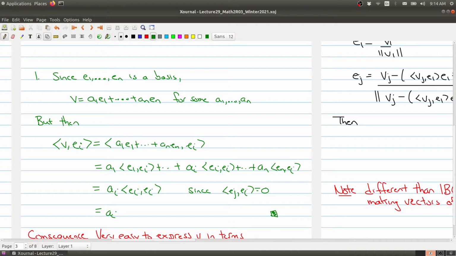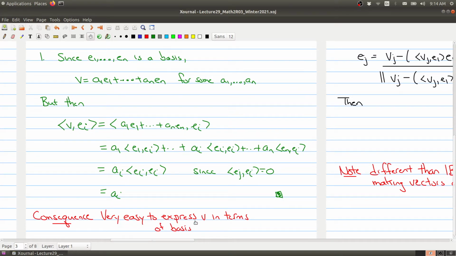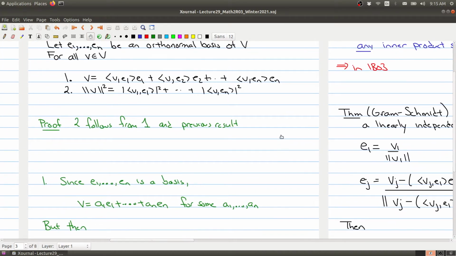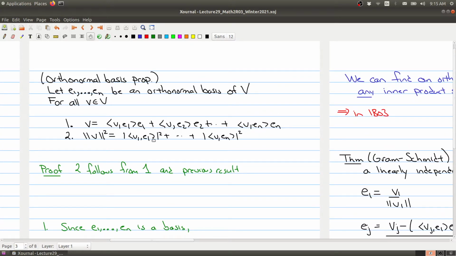So that actually finishes the proof, because it's saying that the coefficient AI is just equal to the inner product of V and EI. A very nice consequence is that it's very easy to express V in terms of the basis if you know it's orthonormal. Just to reiterate why this is nice: in general, if you have a basis and a vector V, there are coefficients that allow you to write V in terms of the basis. But when you have an orthonormal basis, you actually have a formula to compute all of these coefficients. They come from the inner product. That's one of the huge advantages of having an orthonormal basis. It's very easy to express any vector in terms of the basis.